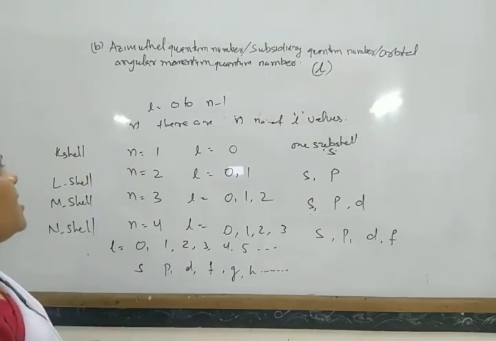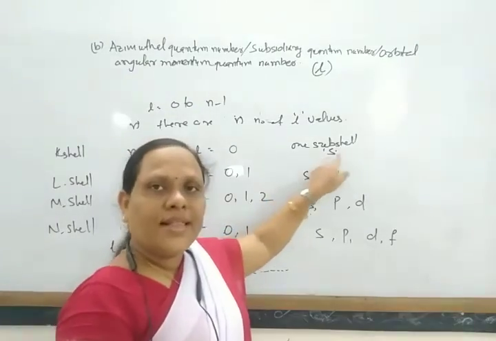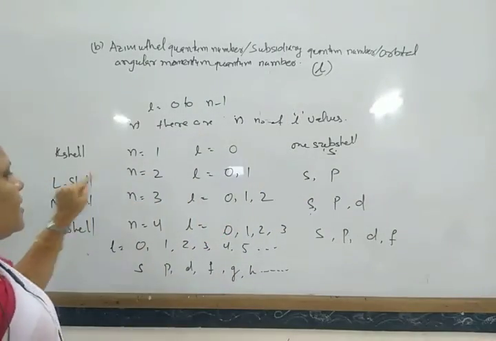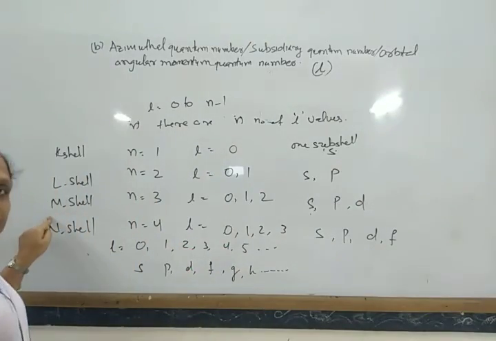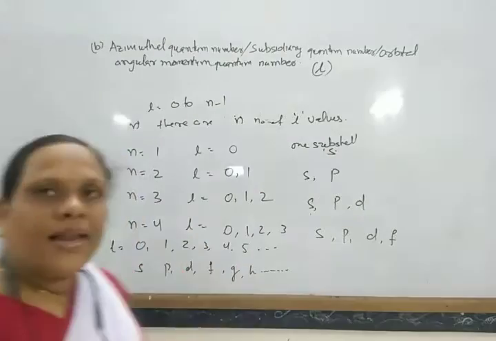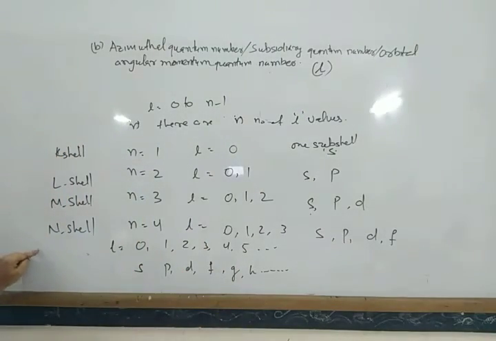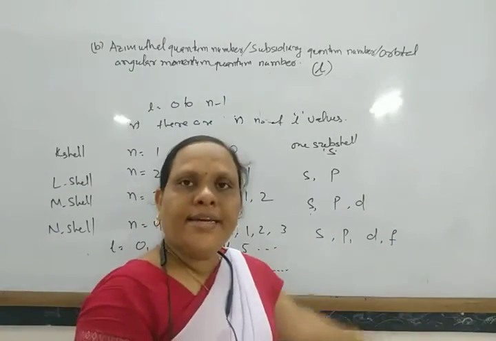Okay. So another thing: the K cell consists of only one subcell, that is the S subcell. The L cell consists of 2 subcells, that is S and P subcell. The M cell consists of 3 subcells, that is S, P and D subcell. And the N cell consists of 4 subcells, that is S, P, D and F subcells.